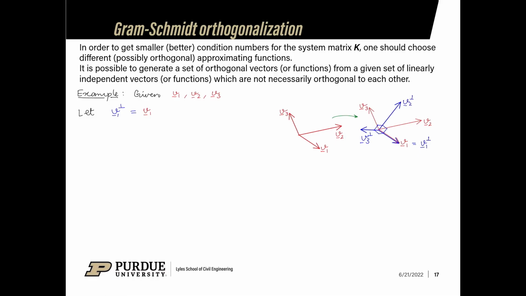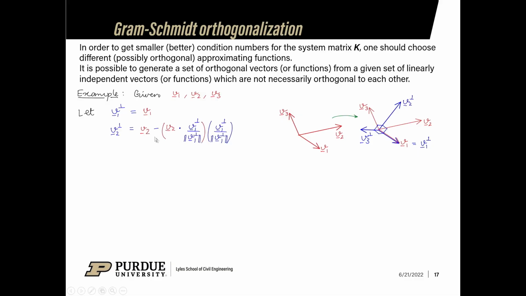They must not all be pointing in the same direction, and all three of them must not be in the same plane. So as long as they are linearly independent, we can create orthogonal vectors from them. So the first one is right along v1, no change.